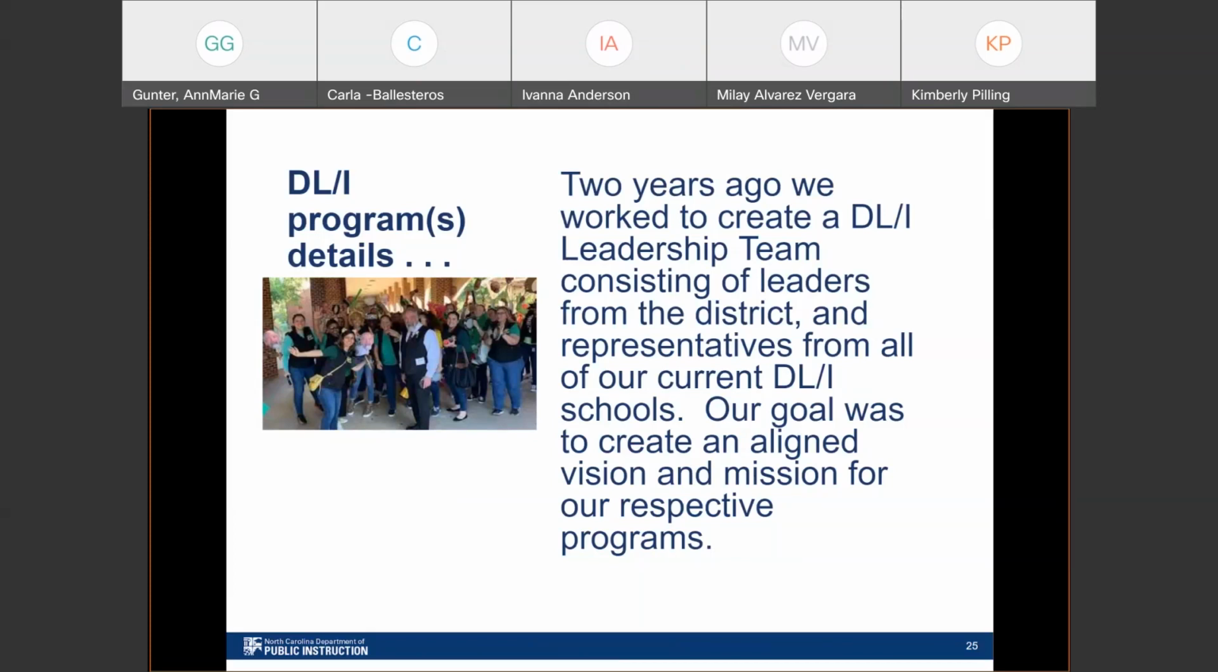Our goal was to create an aligned vision and mission for our respective programs, and we both felt that including teachers at the schools was a really important component of this. Obviously, we had principals and CFs and assistant principals, but we also wanted teachers to be part of this leadership team because we knew that their expertise and their input was really vital to the success of this leadership team. The pandemic sort of did put a pause on the work that we have done because we weren't able to meet, but we got off to a really good start, and we look forward to reprising the work of this DLI leadership team. Next slide, please.